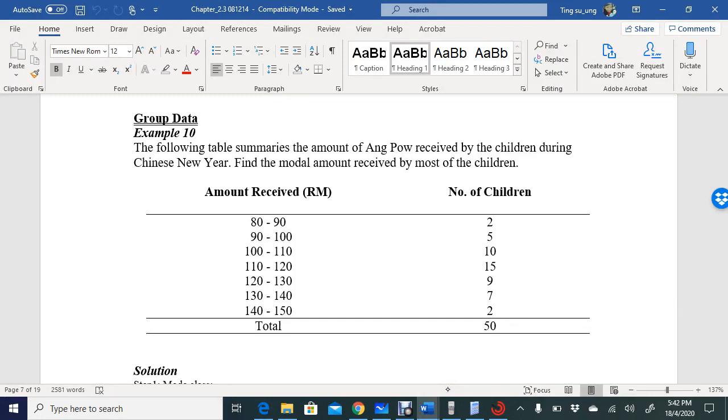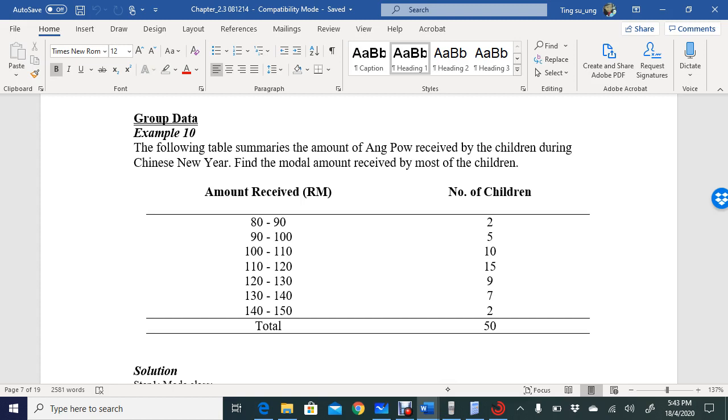Okay, there are two types of group data. As I mentioned just now, this first one is about class. You have group data but represented in class. Look at the difference between these two.